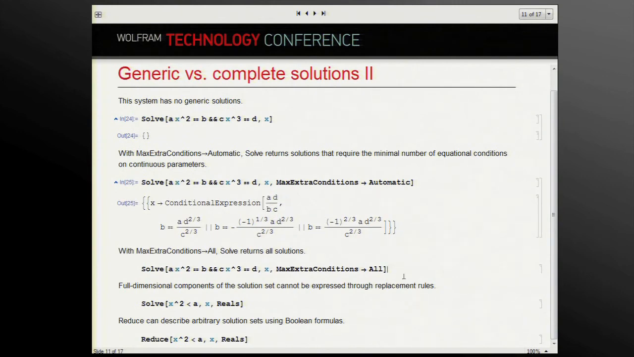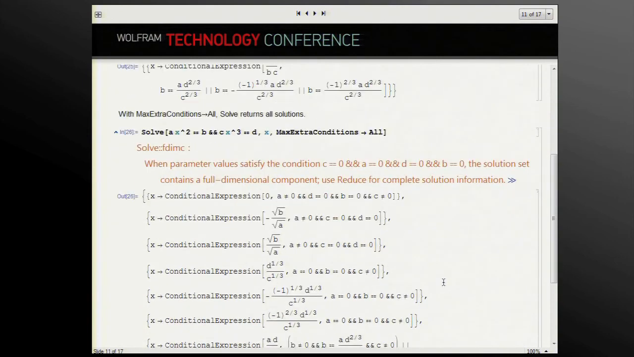And if we say MaxExtraConditions goes to All, we get all solutions, except that we get this message here that when parameter values specify these conditions, or parameters are 0, the solution set contains a full dimensional component. So basically, in this case, the equations become true if all the parameters are 0. And there is no way to represent this as a replacement rule for x. So that's why it has to be given as a message.